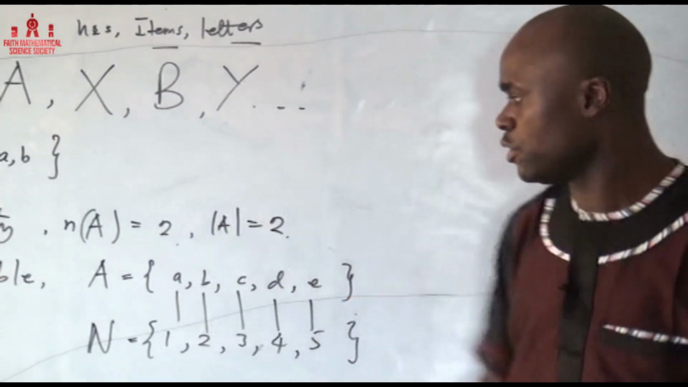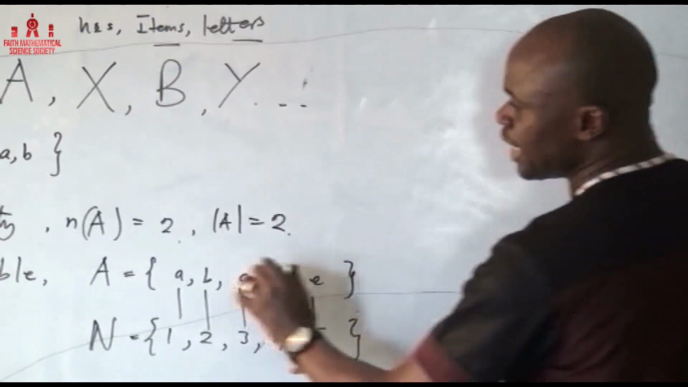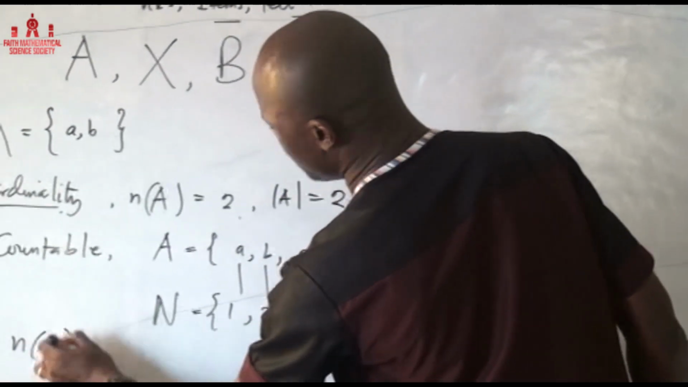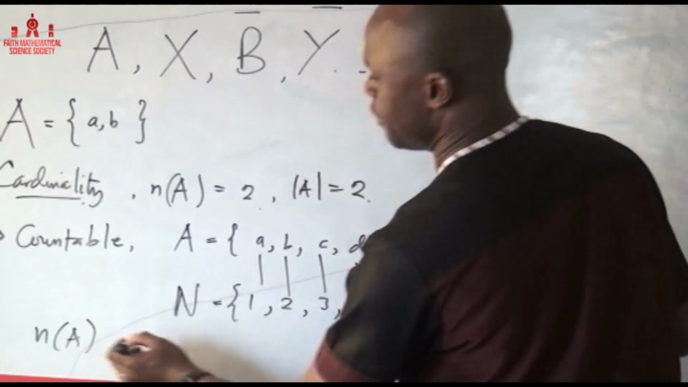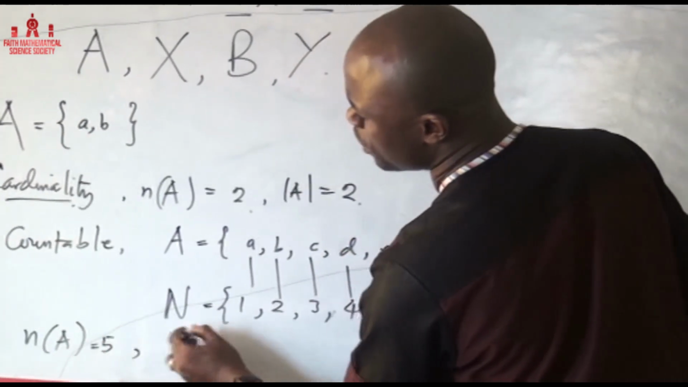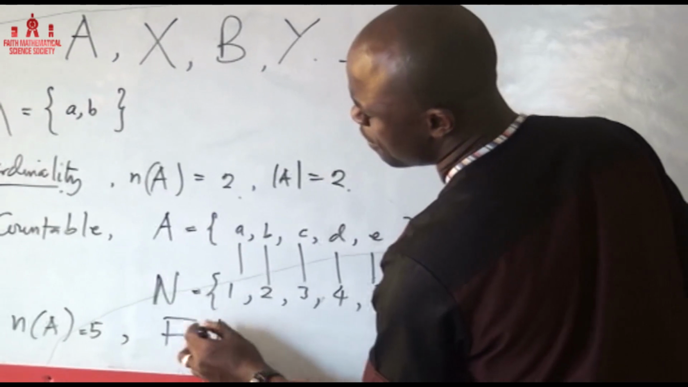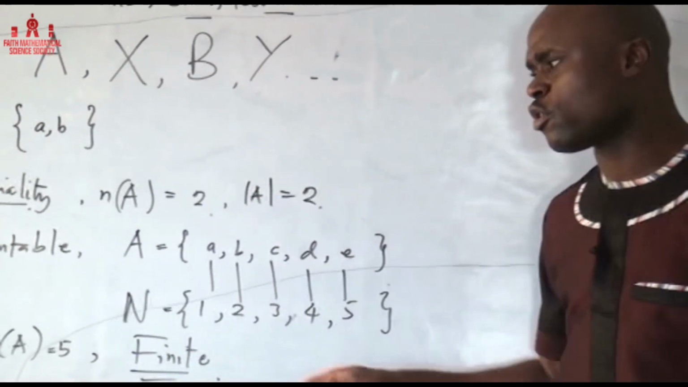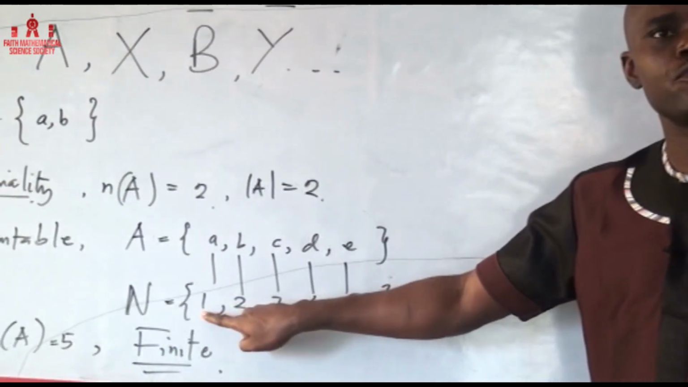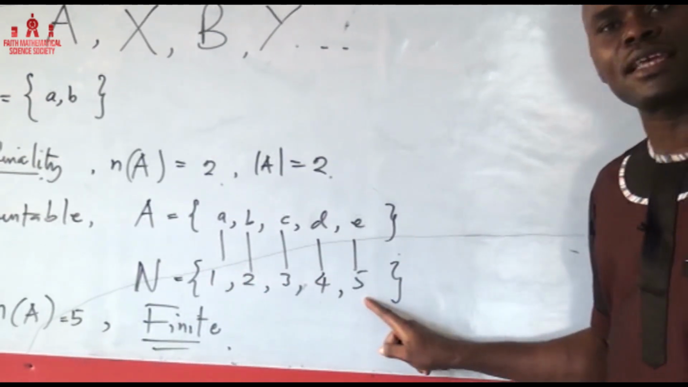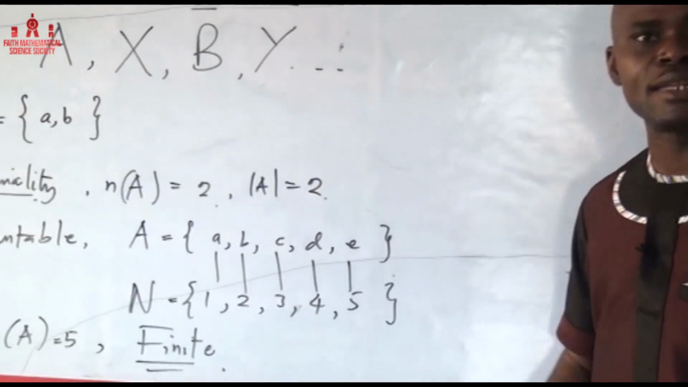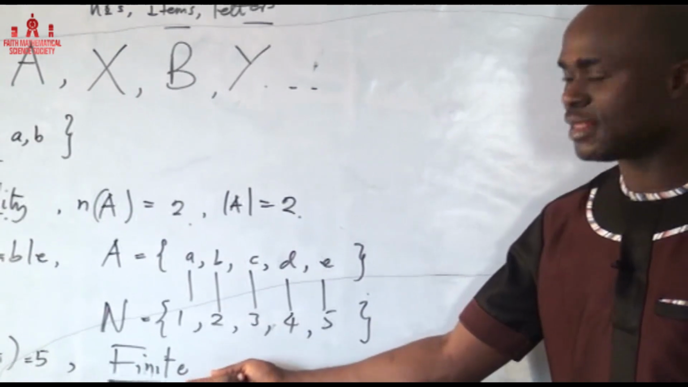In this set, the cardinality of A is equal to 5. So in this case, we say that the set is also finite. It's finite because you know the smallest element, which is 1, and you know the highest element, which is 5, and you also know the cardinality of the set. So we say that the set is finite.